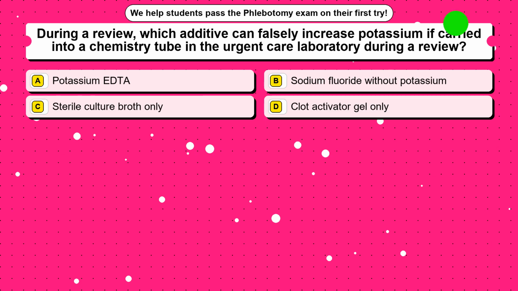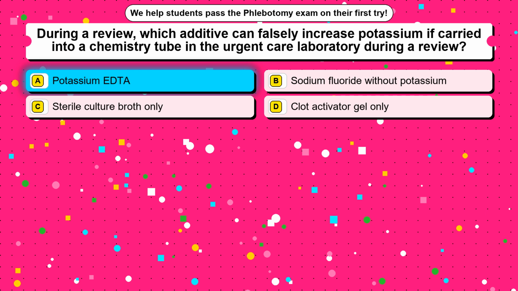Question 90. During a review, which additive can falsely increase potassium if carried into a chemistry tube in the urgent care laboratory during a review? Option A. Potassium EDTA. Option B. Sodium fluoride without potassium. Option C. Sterile culture broth only. Option D. Clot activator gel only. The correct answer is option A.